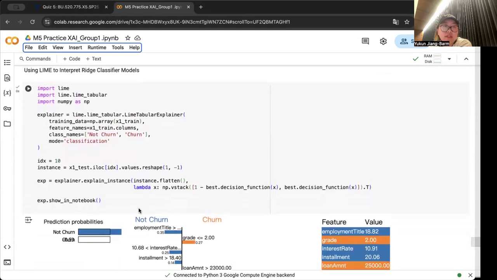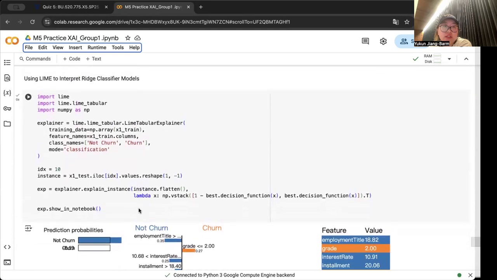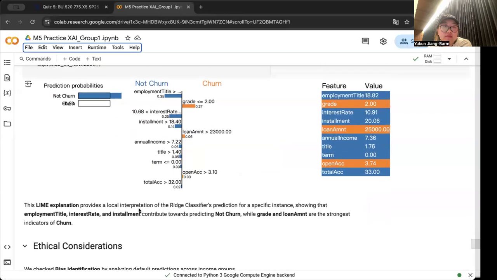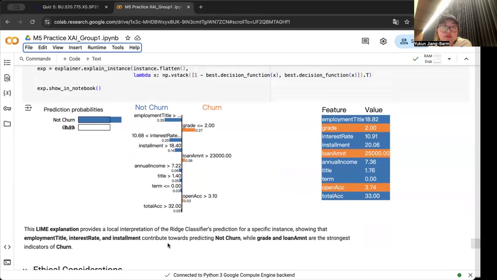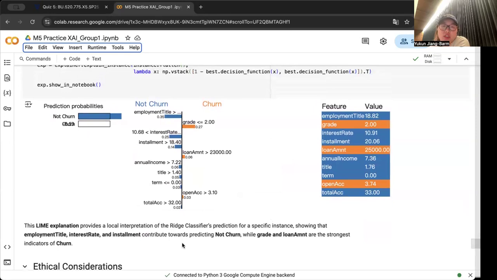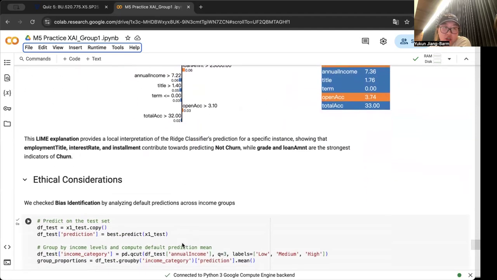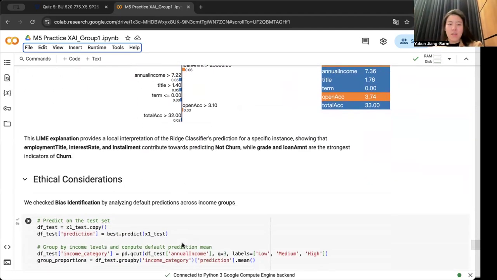So finally, we use LIME to interpret the ridge classifier model. The LIME explanation provides a local interpretation of the ridge classifier prediction for a specific instance, showing that the employment title, interest rate, and installment contribute towards predicting not churn, while grade and loan amount are the strongest indicators of churn. Then we come to the ethical considerations part.